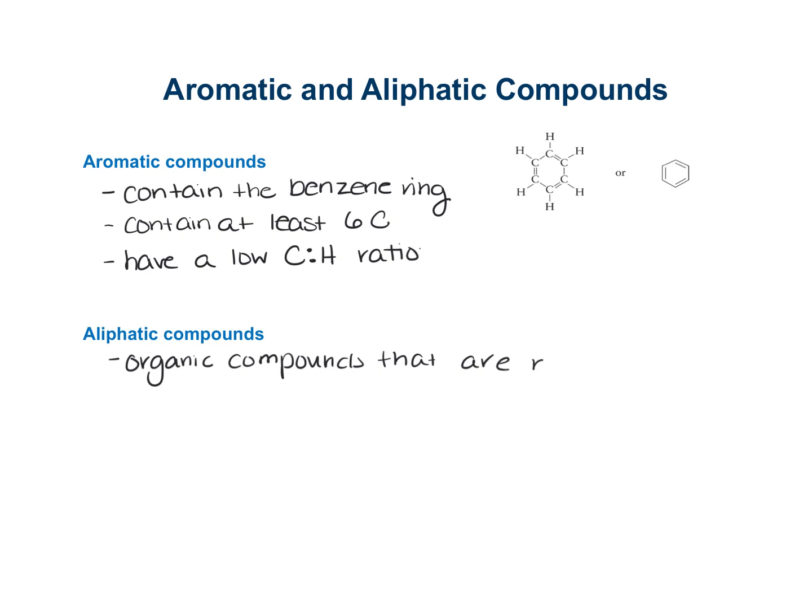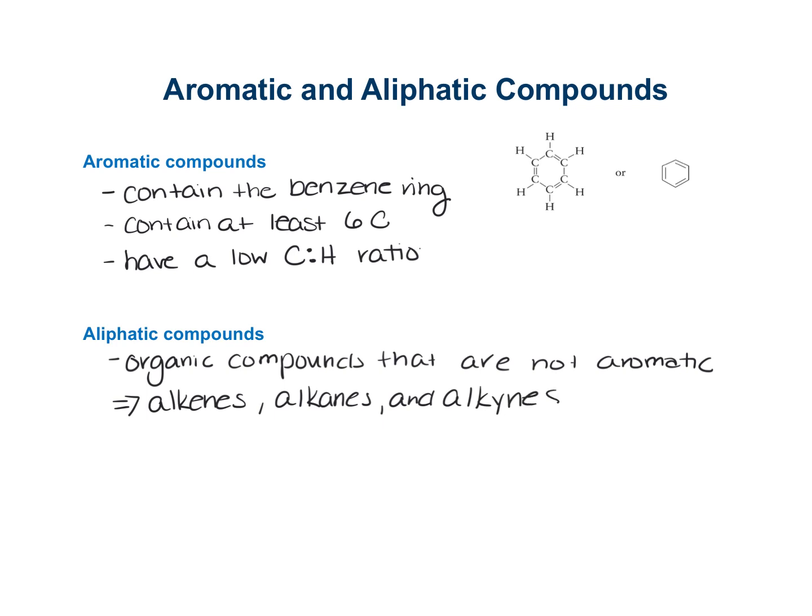So basically it's everything else. So these would include things like alkenes, alkanes, and alkynes. So hydrocarbons that are not aromatic. Okay. Now, one of the things to be aware of is that there are many fragrant compounds that don't have aromatic compound properties or structures. And so we still use that old class name, but it definitely has a different meaning.